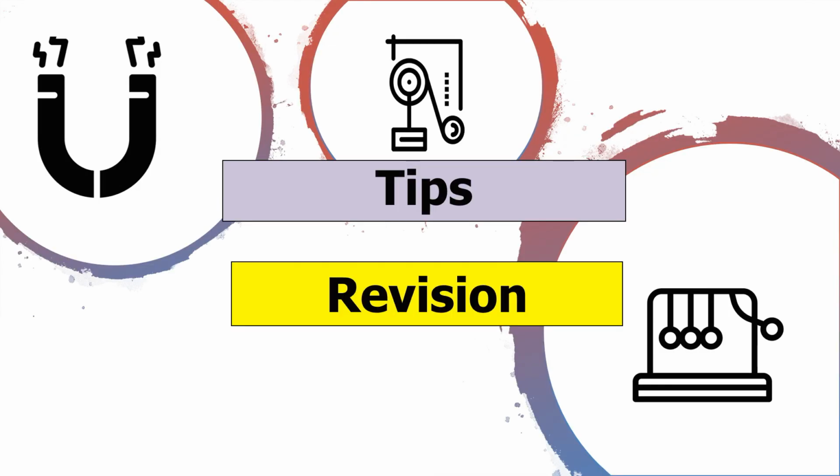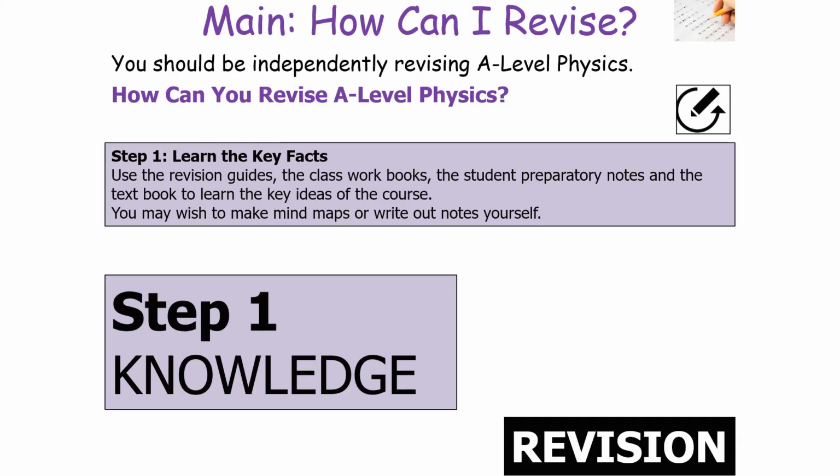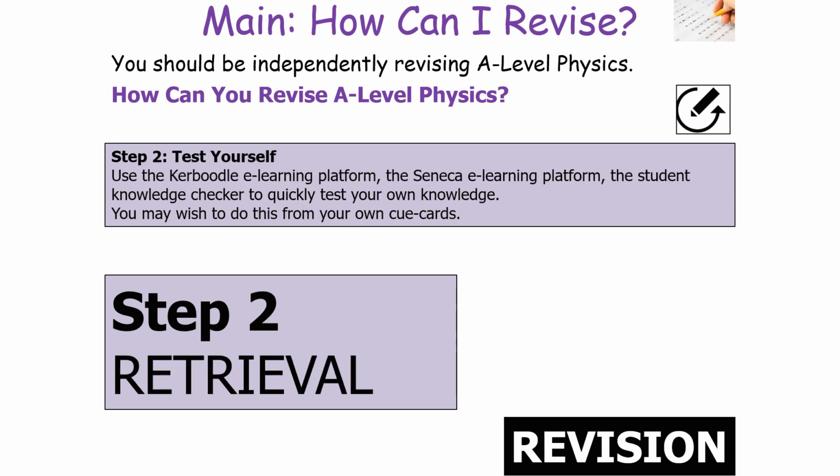So how should you be revising AQA A-Level Physics? The first step is to learn the key facts. Use the revision guides, the class workbooks, the prep notes and the textbooks to learn the key ideas of the course, and you may wish to make mind maps or write out notes yourself. The second step is to test yourself. Use Caboodle, Seneca, your knowledge checkers to quickly test your own knowledge, and you may wish to do this retrieval from your own cue cards.